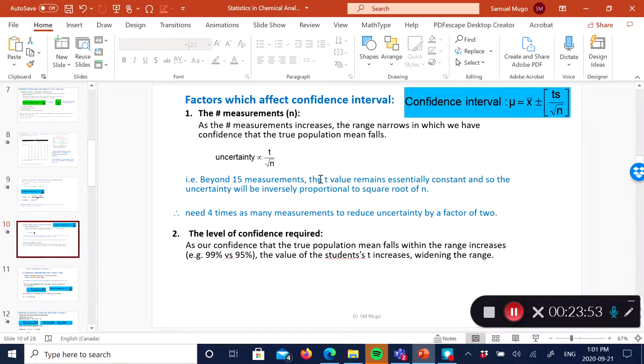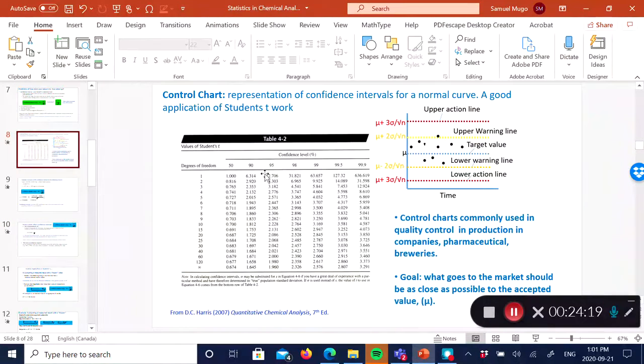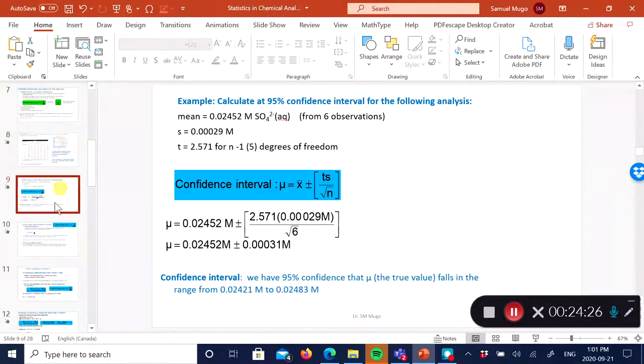Which is what you really want. And the other factor that affects the confidence interval, of course, would be the level of confidence that is required. In most cases, most people tend to use 95% confidence level. But the more confident you want to be, the bigger the range, as you can see. The more confident that you want to be, the T becomes a lot bigger. And so in that case, the range becomes a lot bigger.